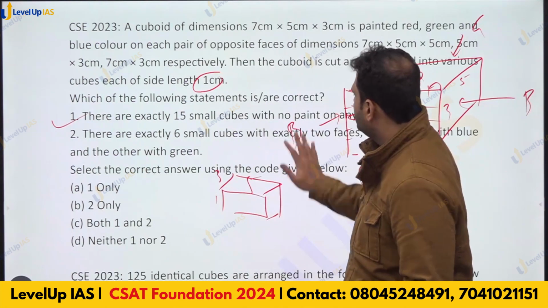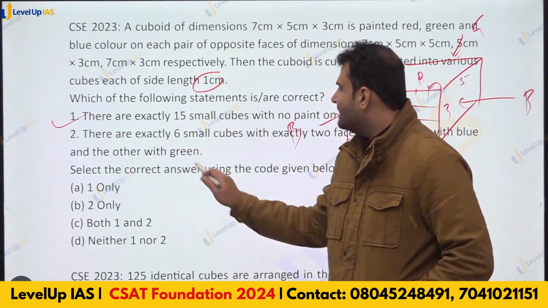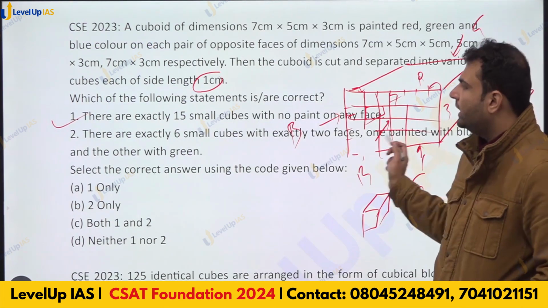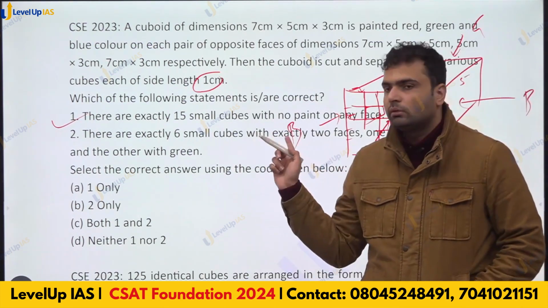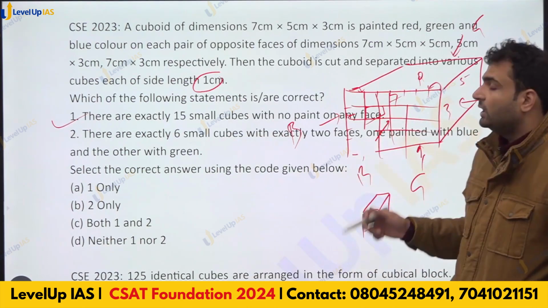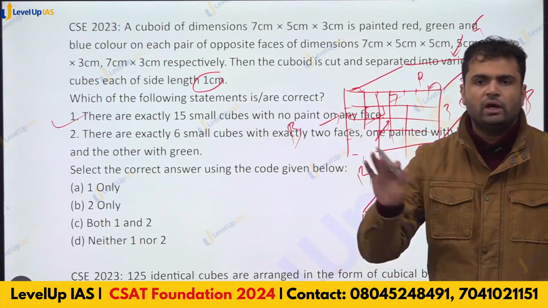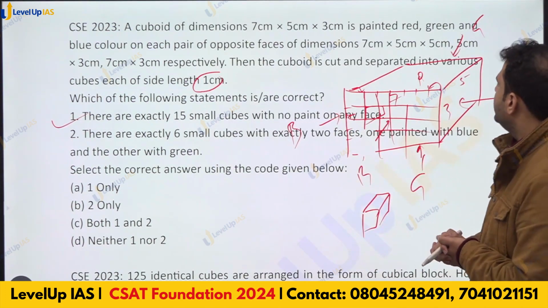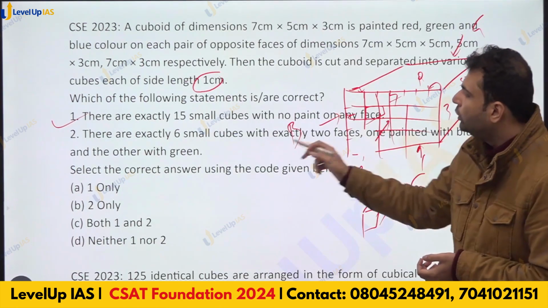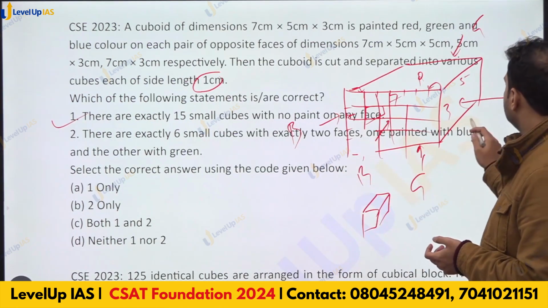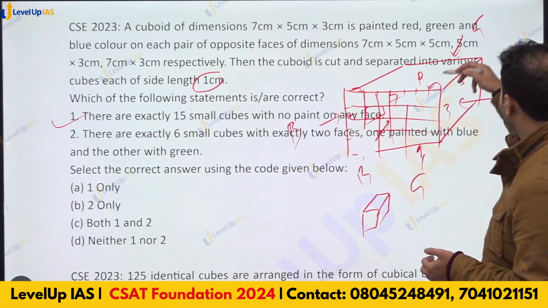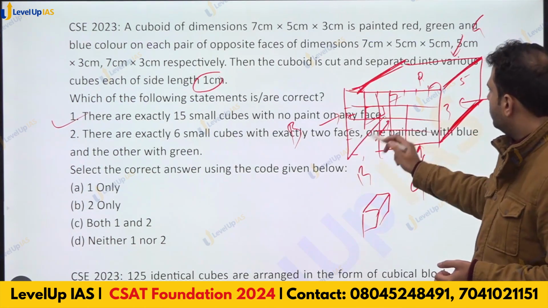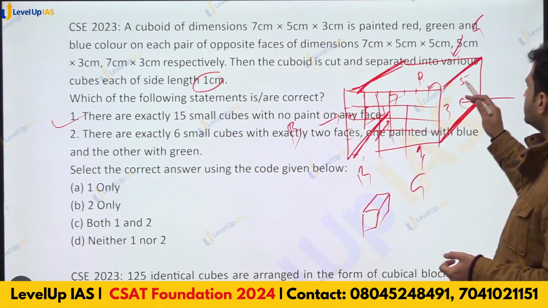Now let us see statement number 2. There are exactly 6 small cubes with exactly 2 faces painted, one face painted with blue and another painted with green. These corner pieces are absolutely useless because at corner pieces 3 faces will be painted, but we want only 2 faces painted, and we want them to be blue and green. So this is blue, this is green. The blue-green interaction, green and blue, this interaction: 1, 2, 3 and 4. These 4 are the intersections of blue and green.